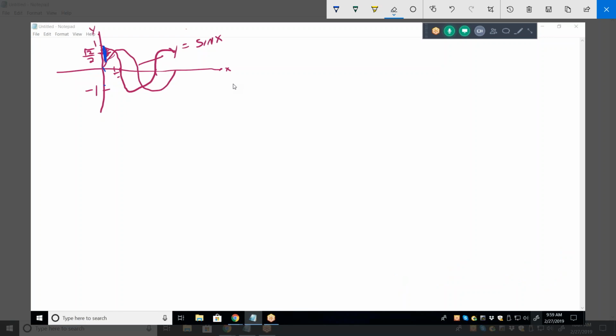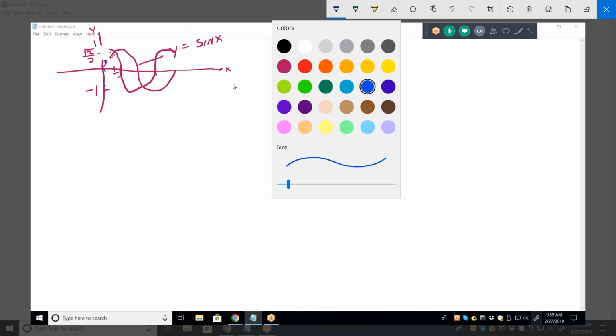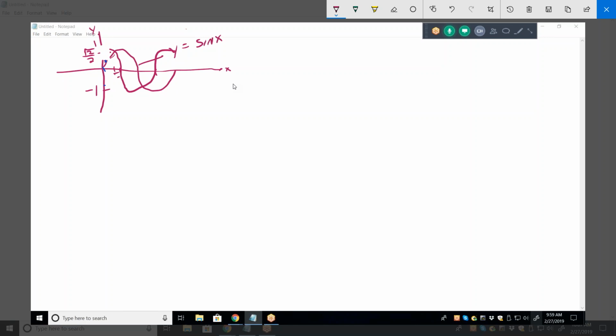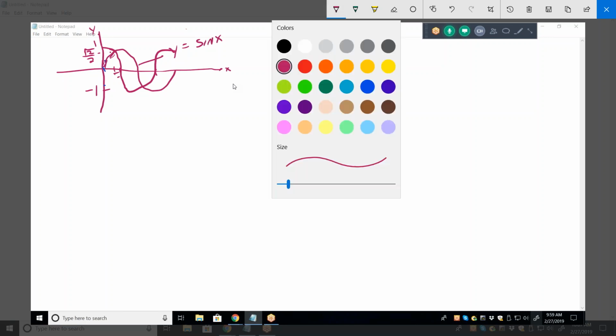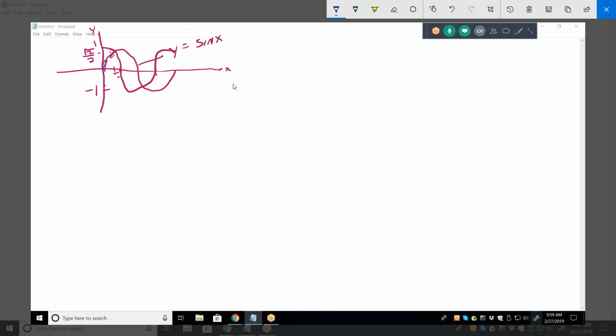In fact, let me erase that blue line because we're going to have that line be vertical to the y-axis. In other words, we're going to make what would look like a top, right? Right. Okay.